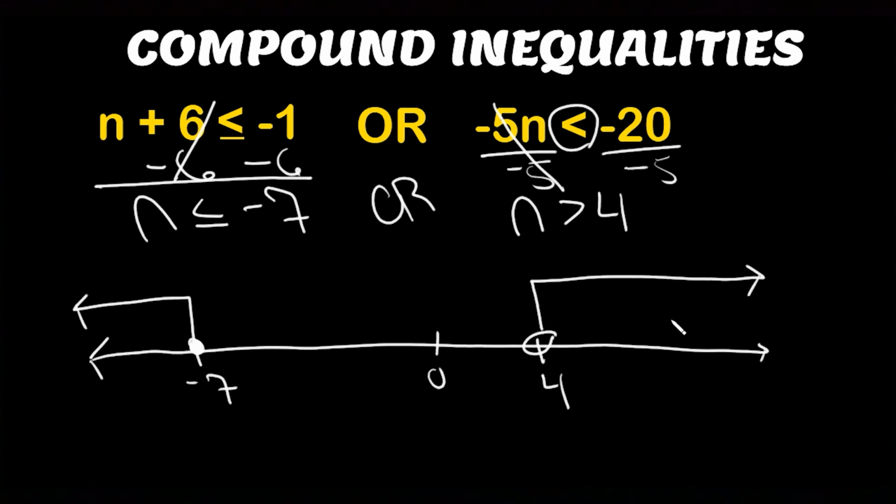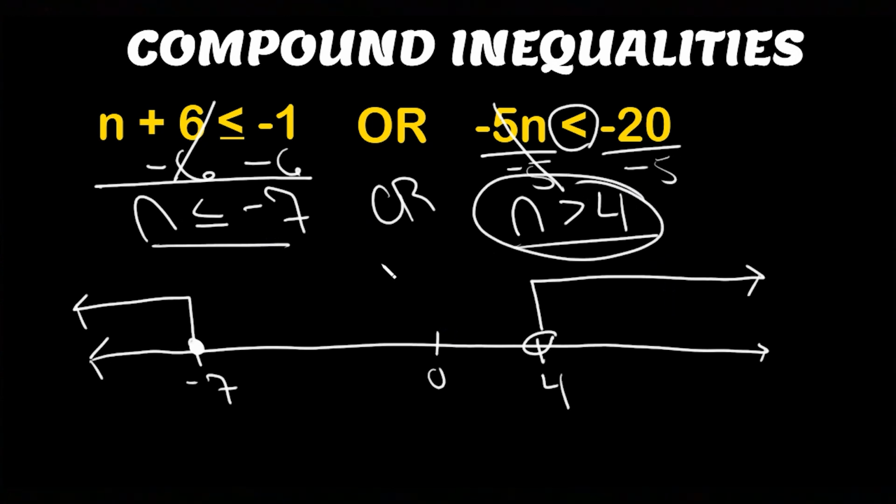So when you're dealing with a compound inequality like or, it could either be this one or this one that satisfies the inequality. So for example, if you read it, it says all real numbers that are less than or equal to -7, or it could be all real numbers greater than 4. Okay, so for example, if I put in 5 into one of these inequalities, it's only going to satisfy this inequality here. It won't satisfy this one. Okay, but it doesn't matter. It only has to satisfy one of the inequalities when you're dealing with or.